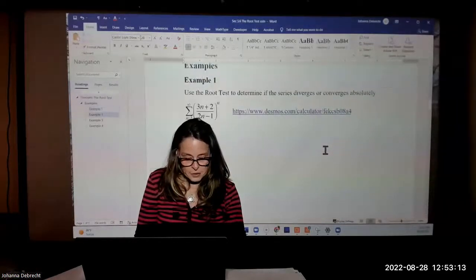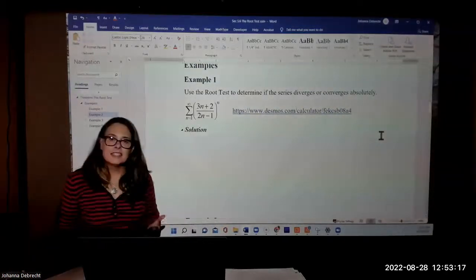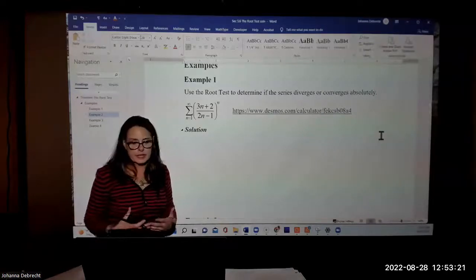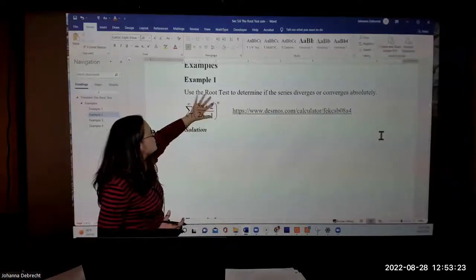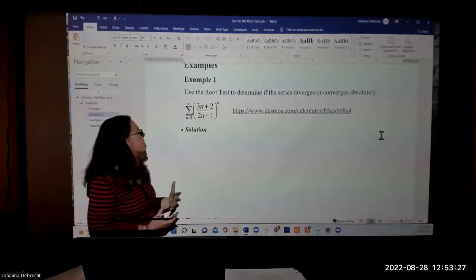Let's go ahead and start with our examples. We have 4 examples for the root test. Again, it doesn't get used as often as the others, but when you need it, boy, you really need it. Now, looking at this particular series, how do we know to apply the root test?